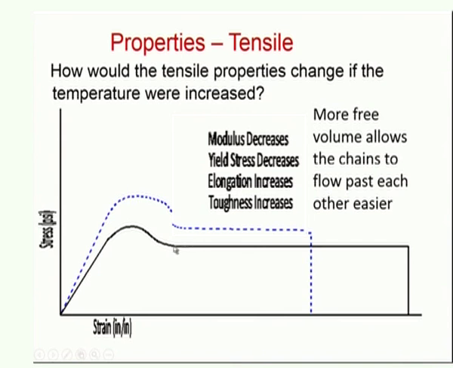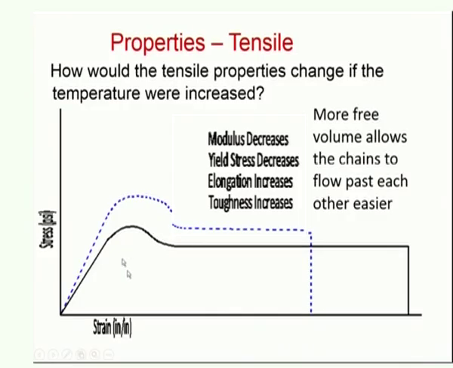If you increase the temperature, what happens is a more solid-like polymeric material will become a viscous, fluid-like material. As a result, it may undergo maximum elongation, and because of this the toughness increases. You could see the area under this curve compared to the area under this solid curve. So the toughness increases. So these are the parameters when you increase the temperature.